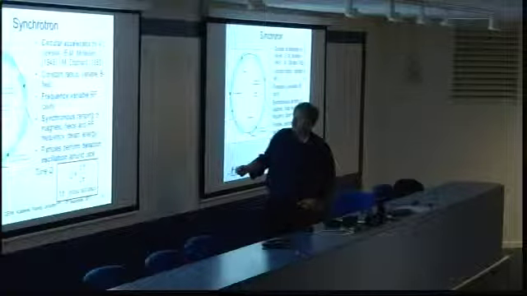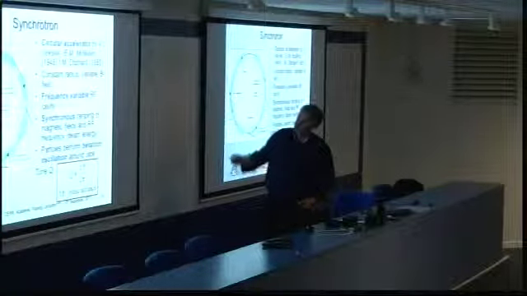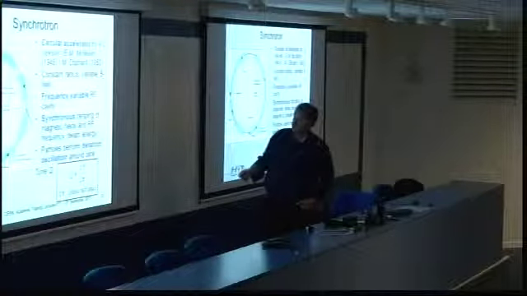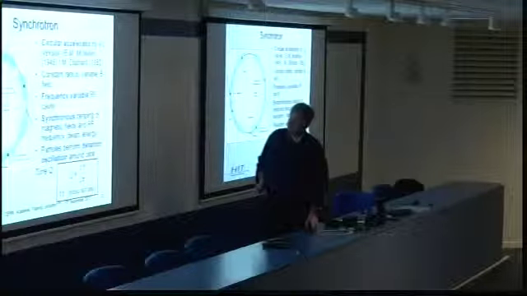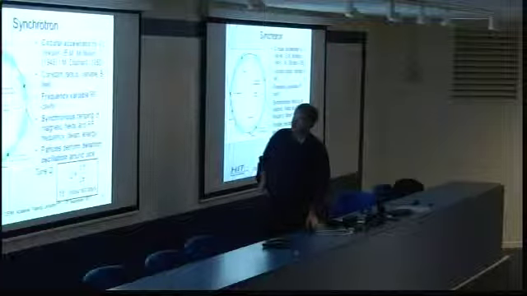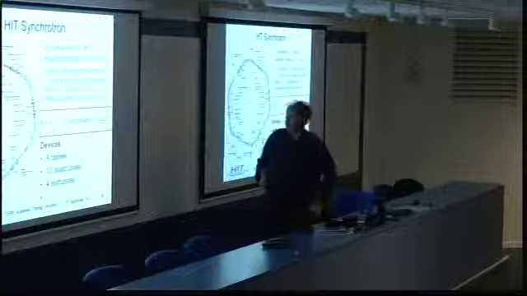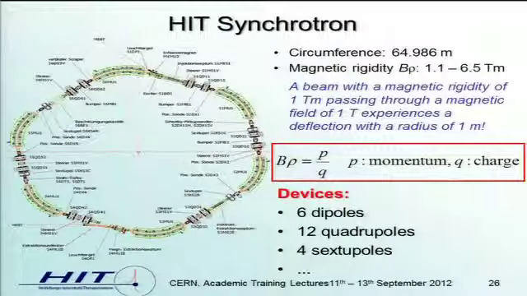So how does it work? We have an injection part, then we can bend the beam around 360 degrees, and we have only one acceleration gap to accelerate the beam, but it's done in each turn, and so we gain a lot of energy in a short time. Our synchrotron has a diameter of roughly 20 meters, circumference 65 meters. The magnetic rigidity is 1.1 to 6.5 tesla meter. He has mentioned what it means, this magnetic rigidity, for people who are not familiar with that.